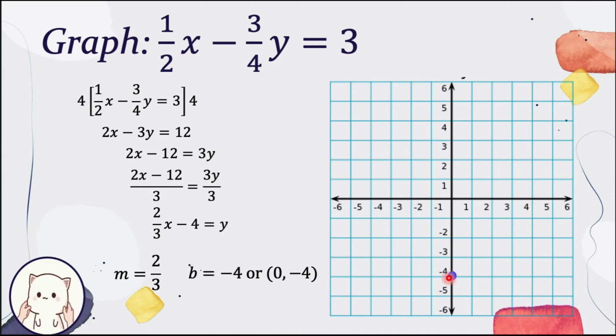And then after that, go to the other point by using your slope. Again, your rise is 2, so 2 units upward. So 1, 2. And then 3 units to the right. 1, 2, 3. And then after that, make a small dot. Then connect it using a straight line. As you can see, the graph goes upward to the right because the slope is positive.